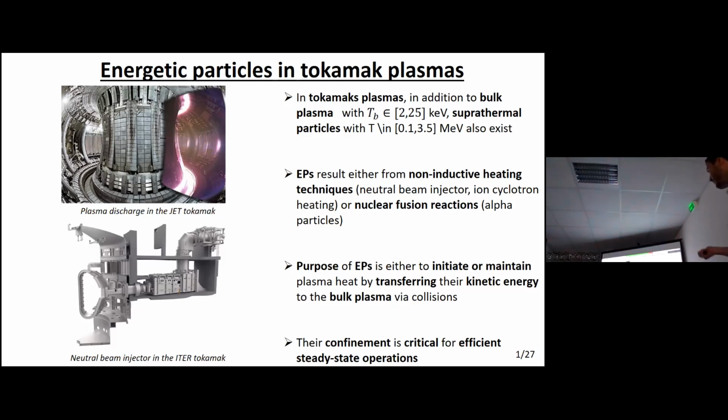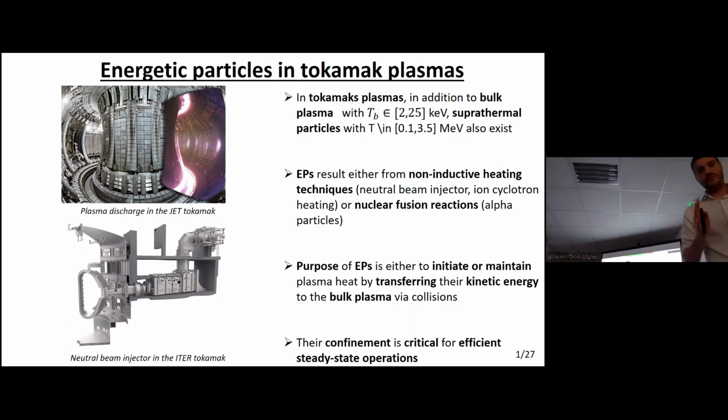Those fast particles result either from non-inductive heating techniques, such as the neutral beam injector that we have here, for example, in ITER, or the ion cyclotron resonance heating. They also can arise from nuclear fusion reactions, such as the alpha particles. We also have some fast electrons in the system, but those are beyond the scope of my talk here. The purpose of such fast particles is either to initiate the reaction, using the heating techniques, or to maintain the plasma heat by transferring the kinetic energy of fast particles to the bulk plasma through collisions.